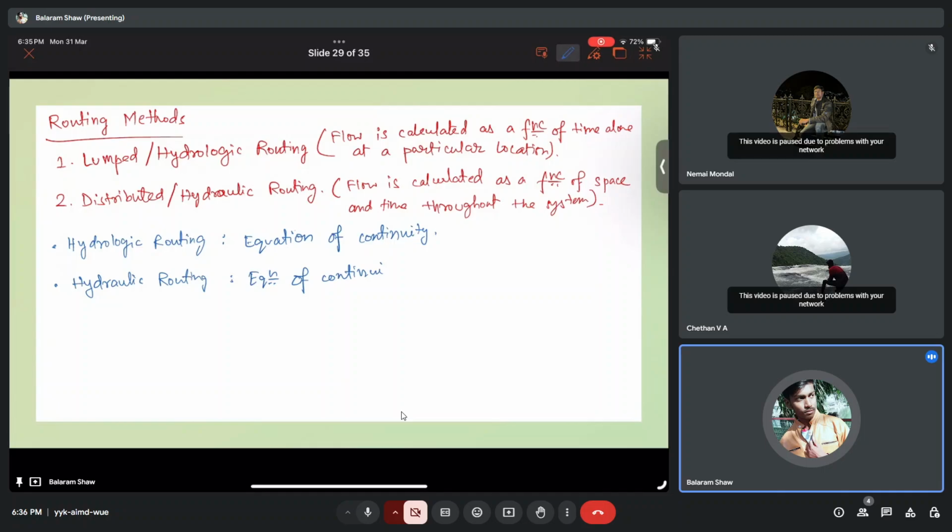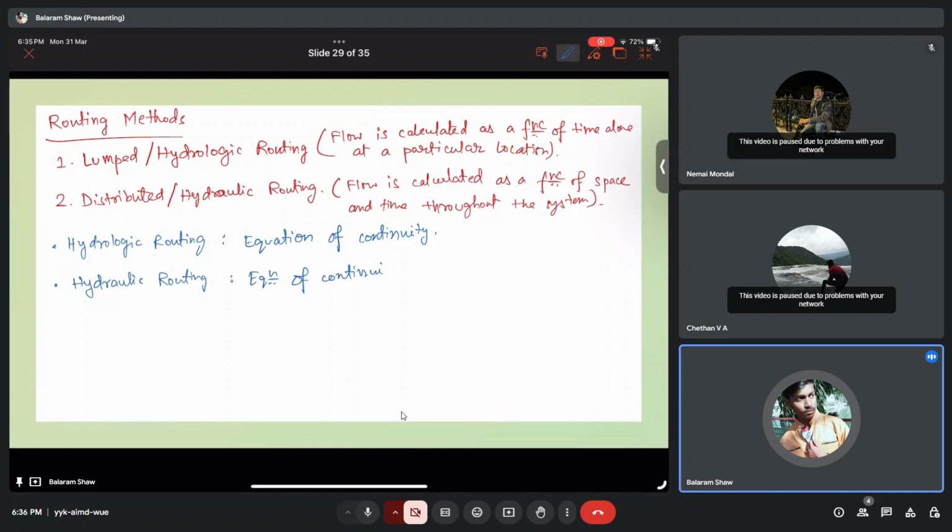Unsteady flow. Okay, so mostly in this hydraulic routing, we have to solve partial differential equations. So let's say if you would have studied open channel flow or fluid mechanics in your graduate studies or something, then you might have seen that we use the partial differential equation for open channel flow. Those are solved. Okay, so we'll start with the hydrologic routing or the lumped flow routing.